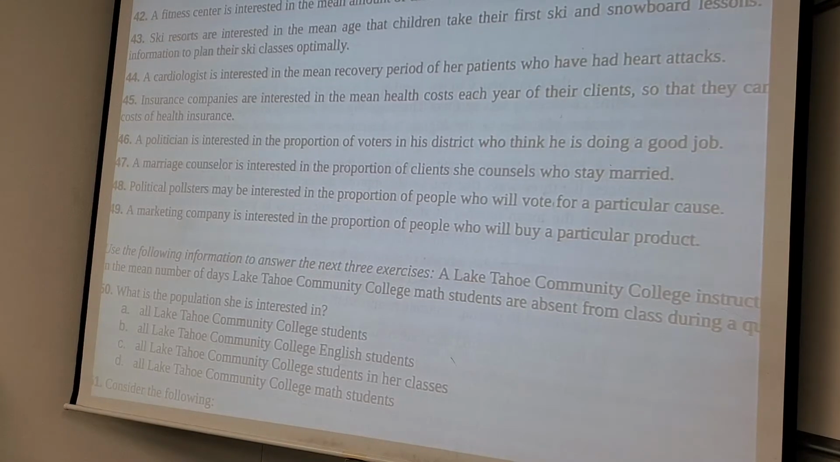What was our population? All clients of the fitness center. So what's the parameter? The mean amount of time that all clients of the fitness center work out. You guys see what I'm saying? You've already written what the population is. Just repeat that in your parameter answer, because what does a parameter describe?